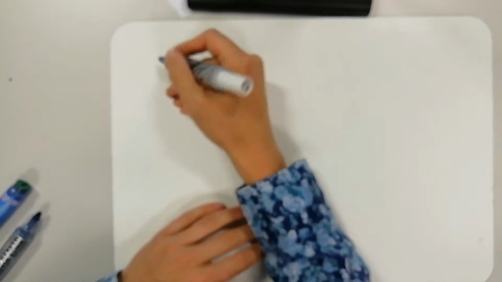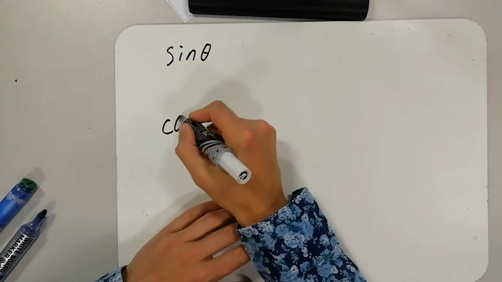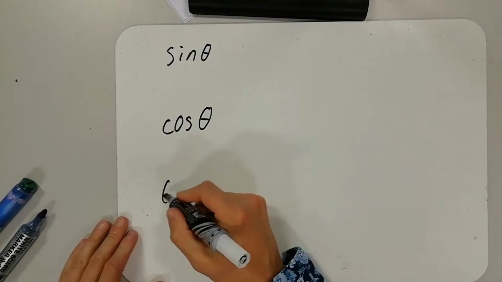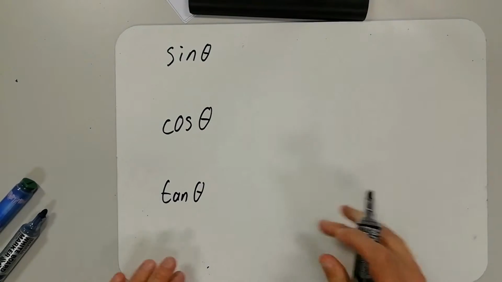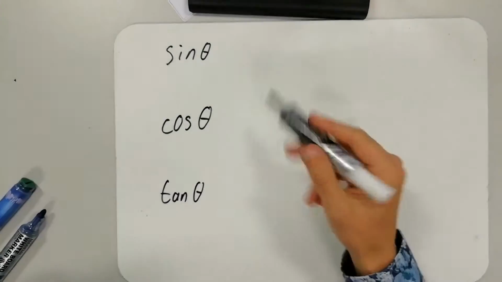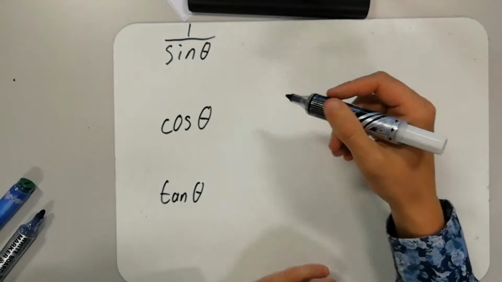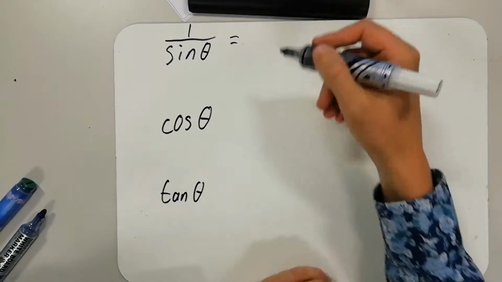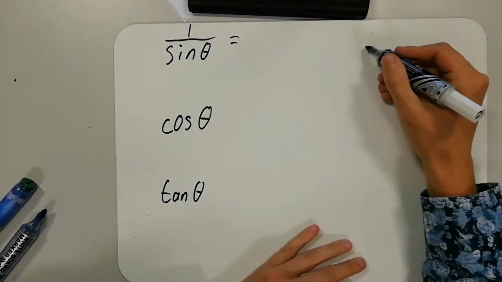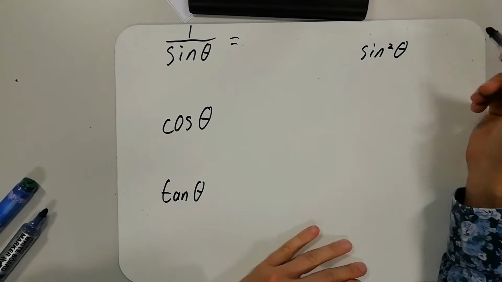We're just going to remind ourselves of the reciprocal trig functions. So we know we have sine theta, cos theta and tan theta. However, quite often in A2 maths you'll find that sine theta is on the bottom of a fraction. We'd ordinarily write this with indices, so usually we write sine squared theta like that.